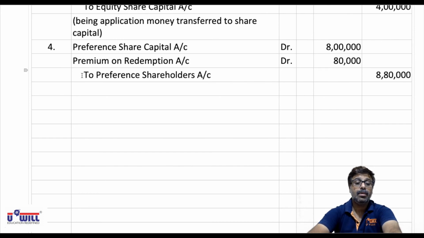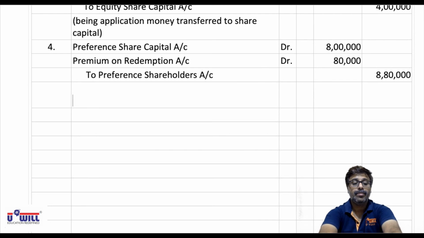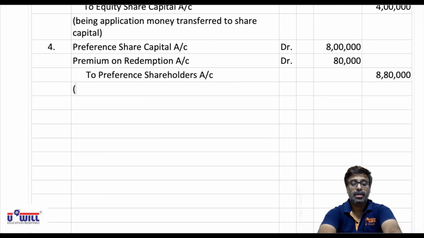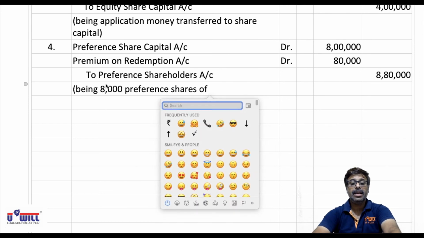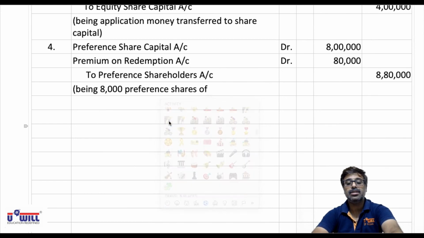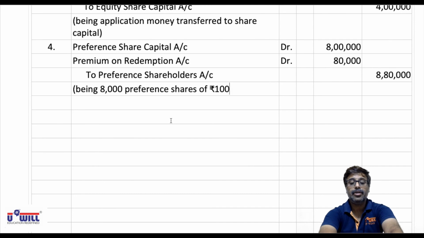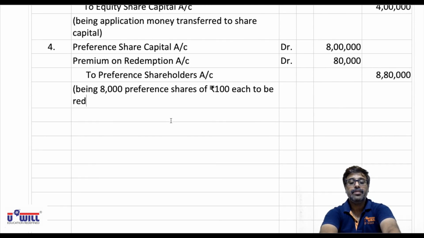Being 8,000 preference shares of ₹100 each to be redeemed at 10% premium.